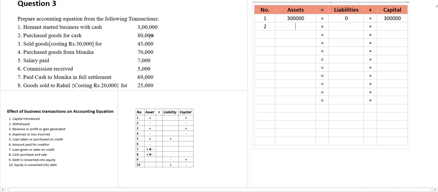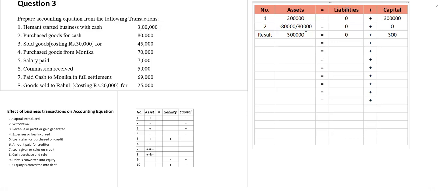How much is the amount? Amount is equal to 80,000. So minus 80,000 as well as positive 80,000. So what about the effect on this side? On the other side, there is no effect. Now if you want to find out the result of this one, so 3 lakh plus positive and negative 80,000, again the result is equal to how much? 3 lakh, right? On the other side, result is 0. On the other side, again result is equal to how much? 3 lakh. That is done.